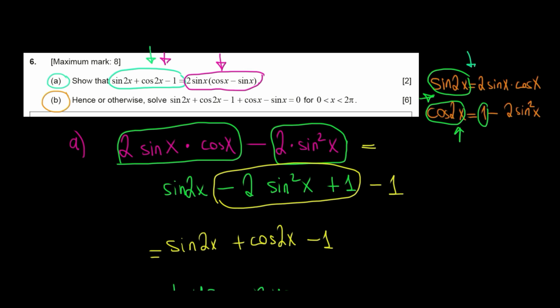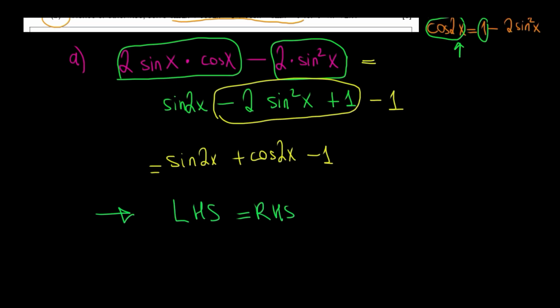Now let's have a look at question B. Hence or otherwise solve the following equation for x being between 0 and 2 pi. So we have to solve for x. Now to solve for x, obviously we would like to factorize, because at this very moment we can't do anything about it. This is just not even close to a proper answer. So let's try to clean this up. I'm going to write this underneath and start solving.